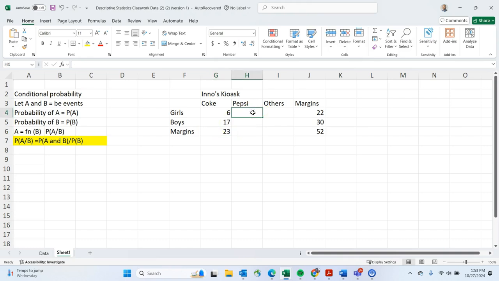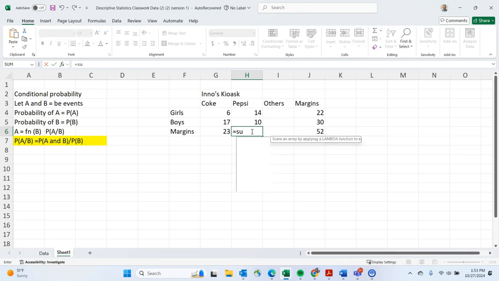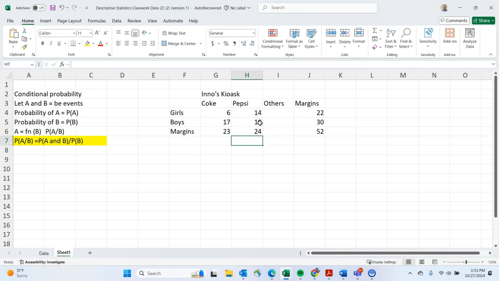So let's put another value here. Let's say 14 out of 22 girls drink Pepsi. And let's say 10 out of 30 boys drink Pepsi. So let's find the summation, and that will be 14 plus 10, and the answer is 24.